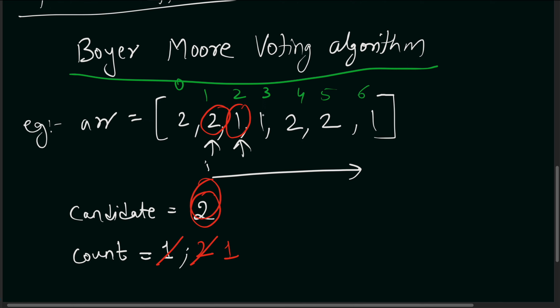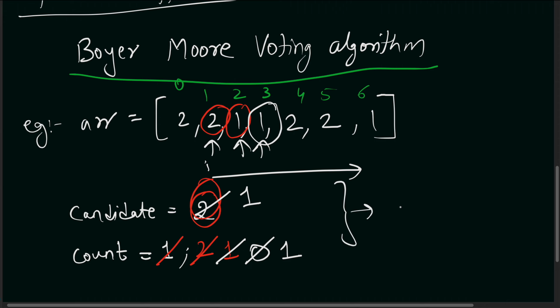Now I will move ahead. See, again array of i is not equal to the candidate, because the candidate is 2, right? So we decrement the count to 0, and when the count becomes 0, we update the candidate with array of i. Here array of i is 1, so we update the candidate to 1 and increment the count to 1, right? So this modification you have to do.